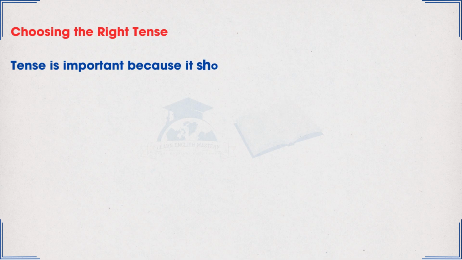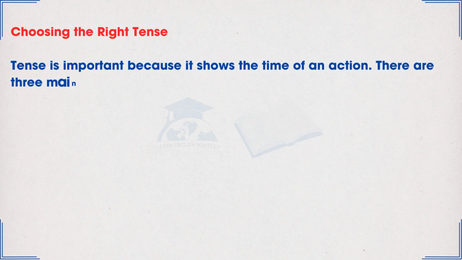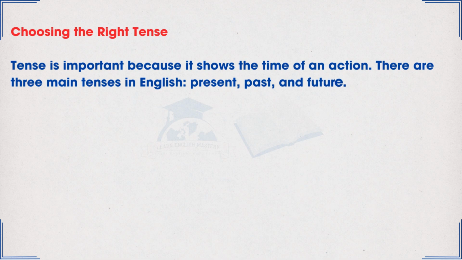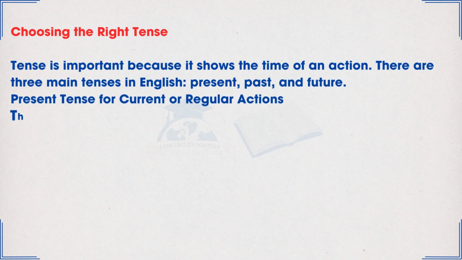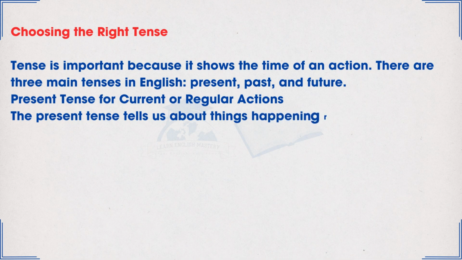Choosing the right tense is important because it shows the time of an action. There are three main tenses in English: present, past, and future. Present tense for current or regular actions. The present tense tells us about things happening right now or things that happen regularly.